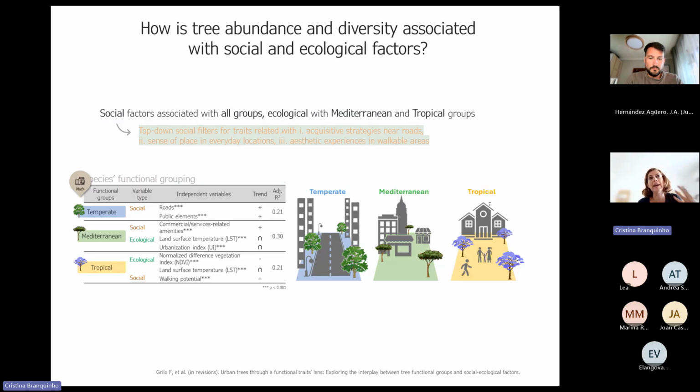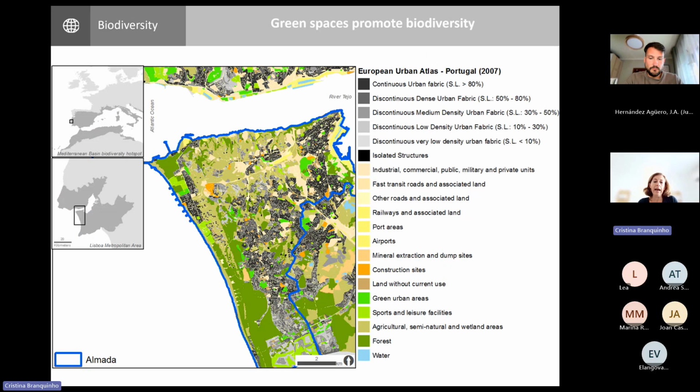And this is the main take-home message I would like to show. When we look at species at the city level from an ecological perspective, we need to account for many more variables and other types of things than we are used to when we just work in more natural or rural areas.